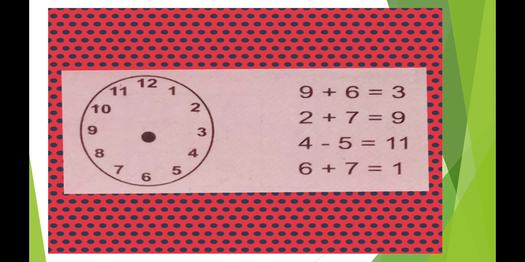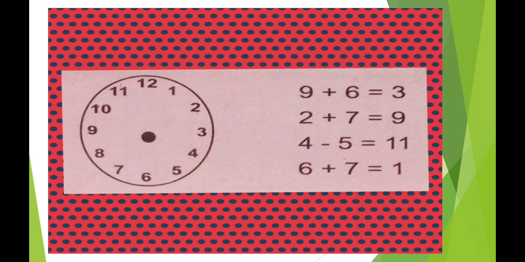Okay, now looking at number 2, we have 2 plus 7. 2 plus 7 we know is equal to 9. Nothing changes here because 9 is not up to 12. So this one is acceptable because it falls below 12.